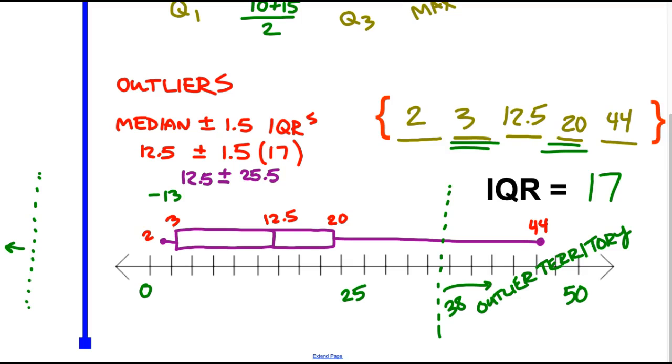I don't think it says anything about outliers tonight, but I just wanted to show you one way to calculate outliers, because sometimes it's like, how do you actually know if it's an outlier? It's pretty far away, but is it an outlier? This is one common way to determine it: 1.5 IQRs above and below the median.